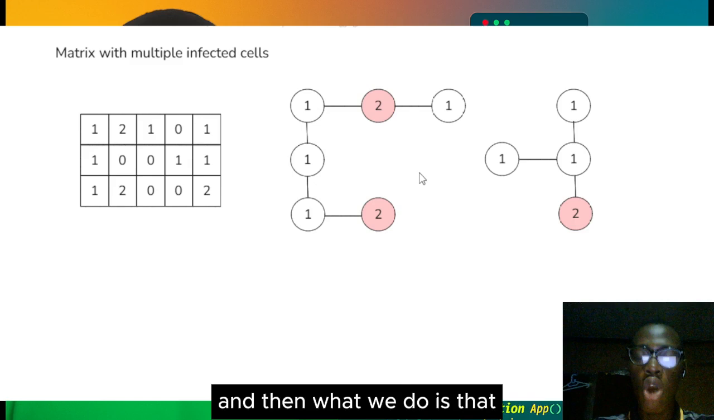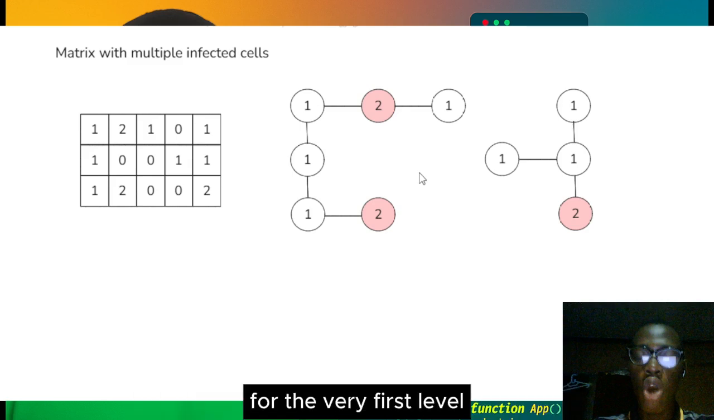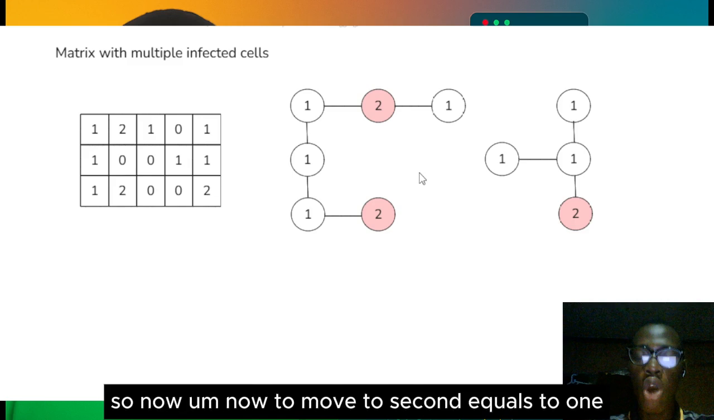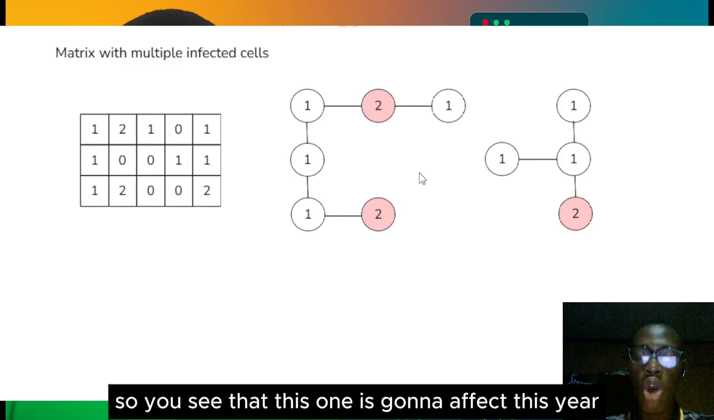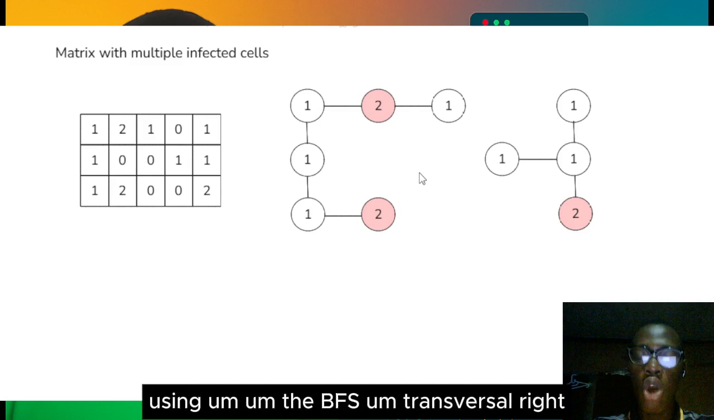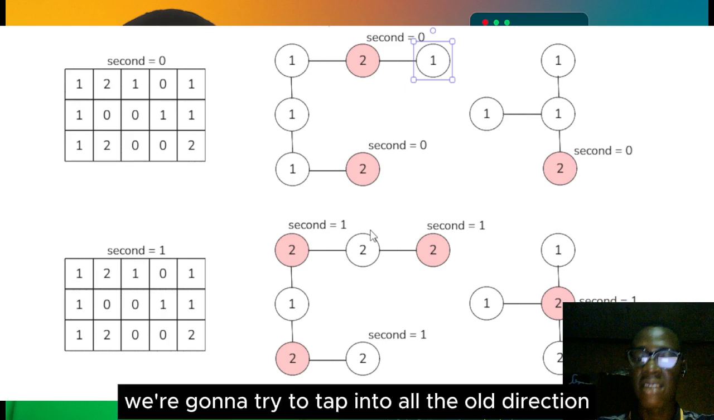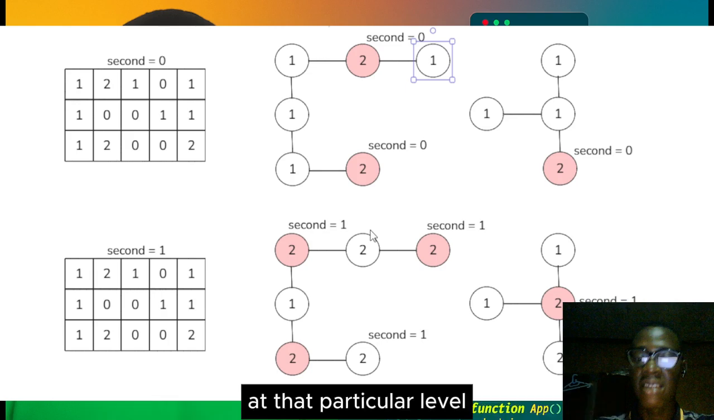Okay, and then what we do is populate our queue with these particular details of all infected cells for the very first level, so that they will constitute our second equals 0. So now to move to second equals 1, each of them is going to affect their neighboring cells. So you see that this one is going to affect this here and this here. We talked about using the BFS traversal, right? So we're going to tap into all their directions, all their neighbors, at that particular level.